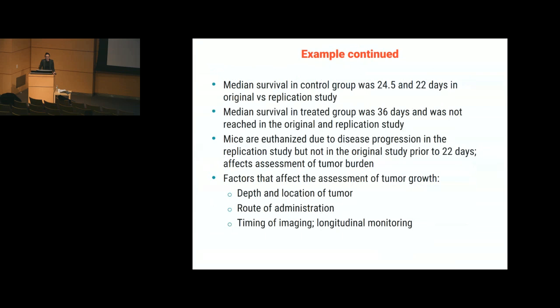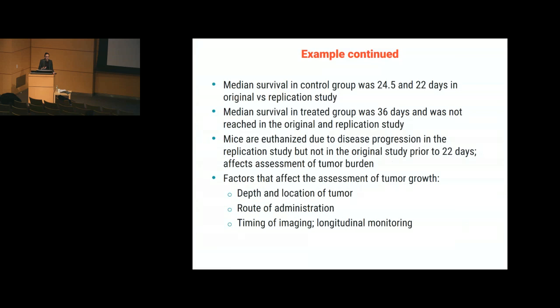And they go on discussing how, if they evaluate tumor burden as an outcome, the two studies were different about how they euthanized mice due to disease progression, and so they had differences about the time point of 22 days, whether they reached that time point or not.